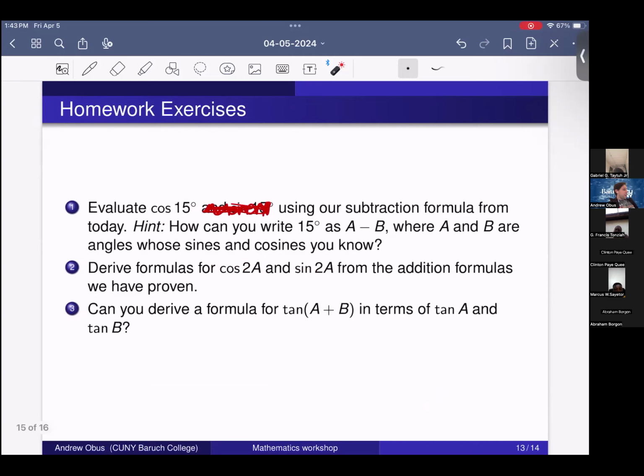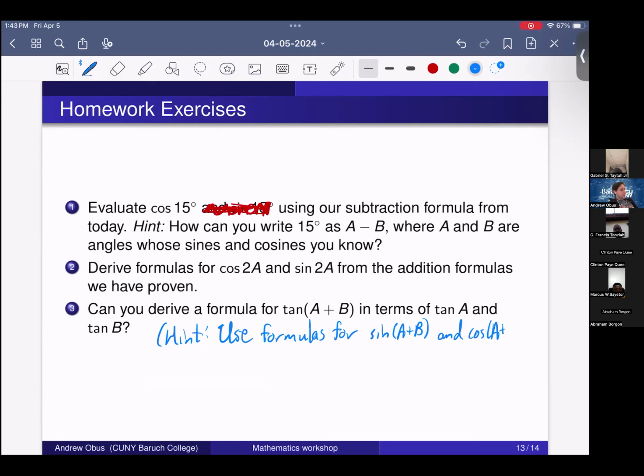And then homework number 3 is, can you derive a formula for tangent of a plus b in terms of tangent a and tangent b? And the hint here is use the formulas for sine of a plus b and cosine of a plus b and simplify. Okay. So, all right. So these are 3 problems that should be solvable given that you know these formulas that we talked about today.